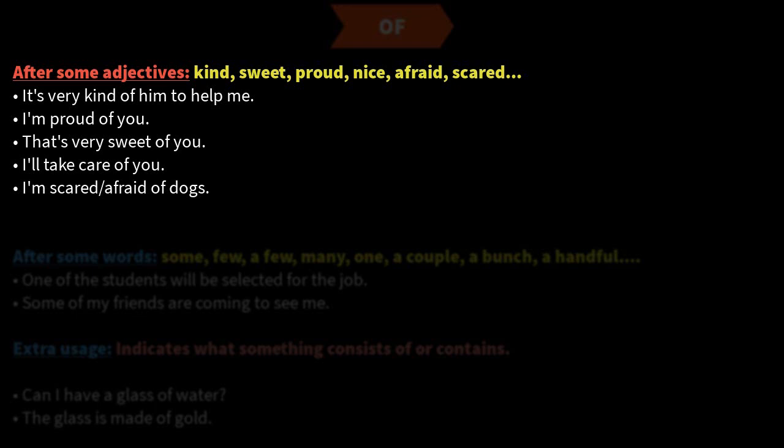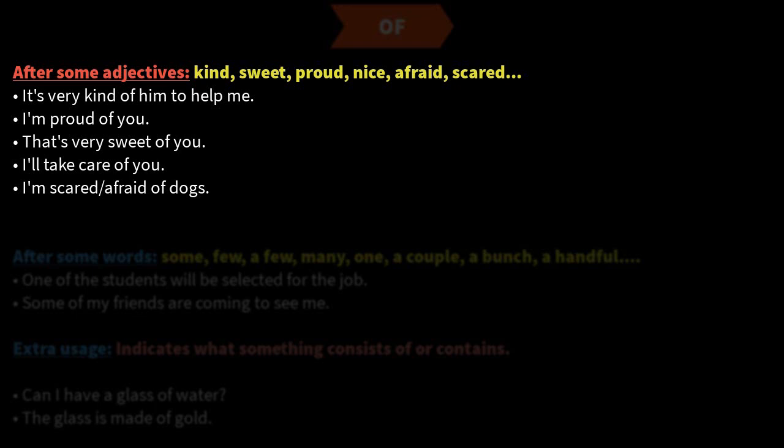Okay, so we also use "of" after scared and afraid. You're always scared of or afraid of something or somebody. Like, I am scared of dogs, or I am afraid of dogs. I've seen some people using "from" after it, which is absolutely incorrect. Never do that. You always are scared or afraid of something or somebody, not from.